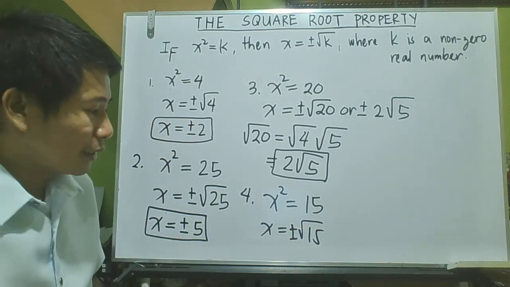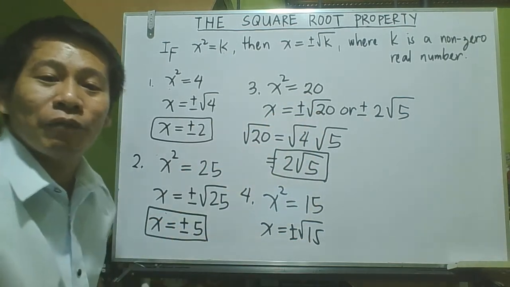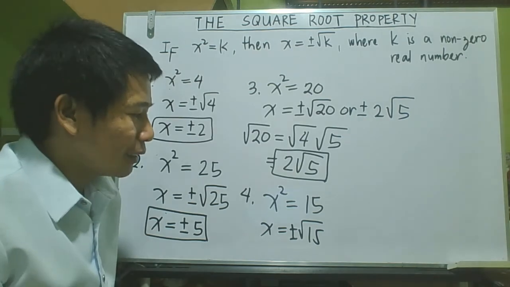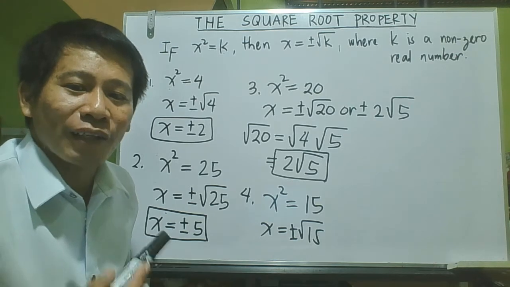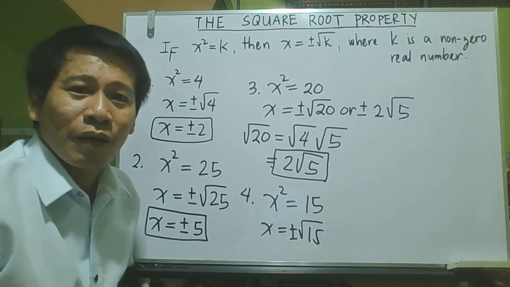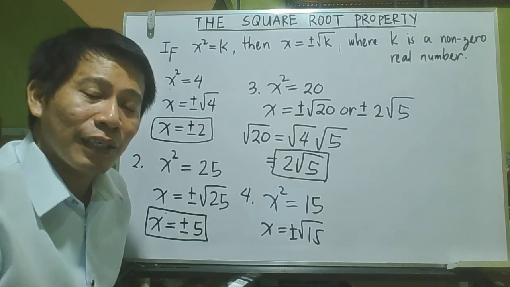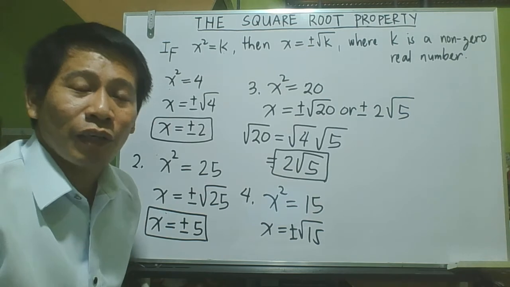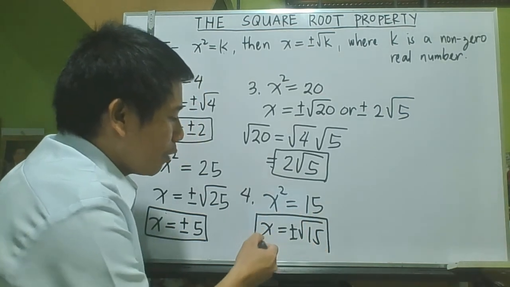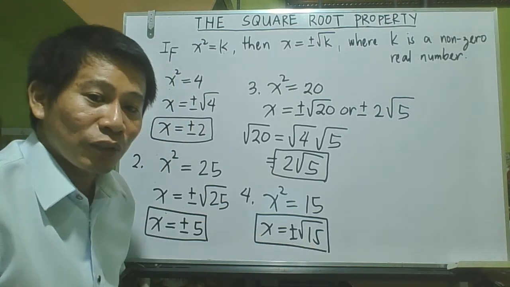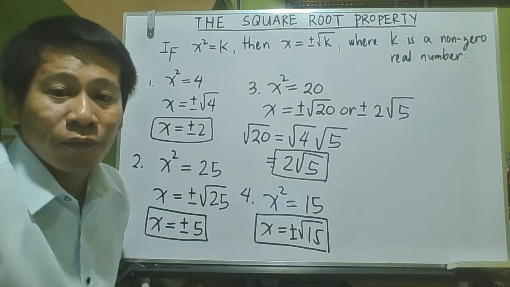Now observe that just like 20, 15 is also a non-perfect square. But as you will observe, 15 has no factor which is a perfect square. What are the possible factors of 15? We have 5 and 3. And 5 is not a perfect square, and so with 3. So therefore, this will be our final roots or solutions. And we cannot simplify square root of 15 anymore.